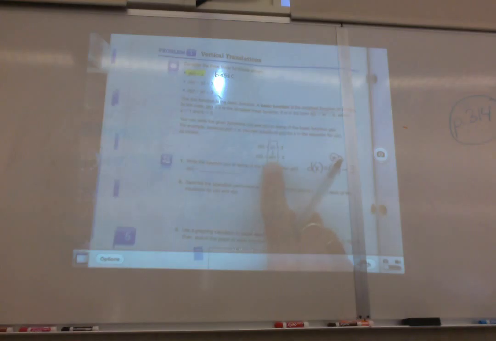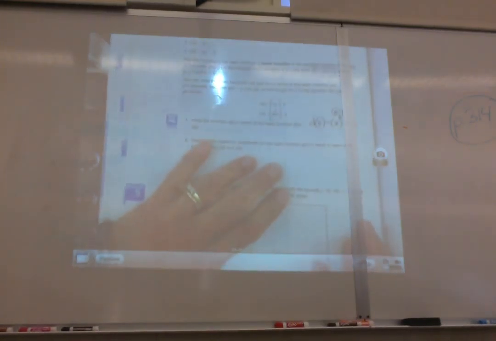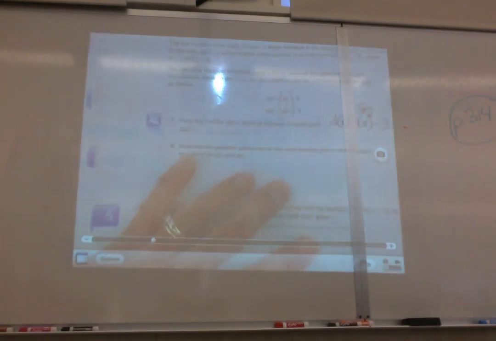What's my finger pointing to? Is it too small? Is it too low? Make it a little bigger.